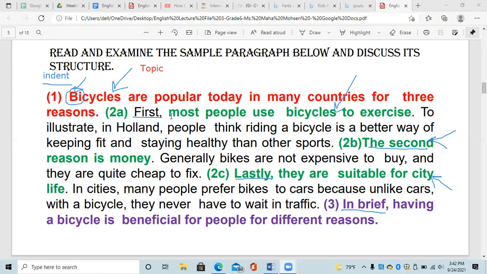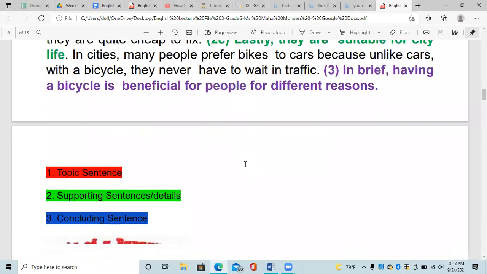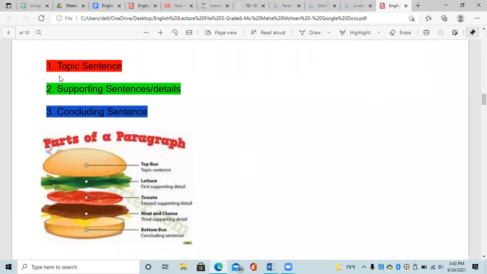And here, after each supporting detail, we can illustrate and add more details or examples. And when we finish, our paragraph should end with a concluding sentence. Now, let me clear everything. And let me show you this. As I showed you before, topic sentence highlighted in red, supporting sentences and details in green, and the concluding sentence in blue. So we can relate to this image.